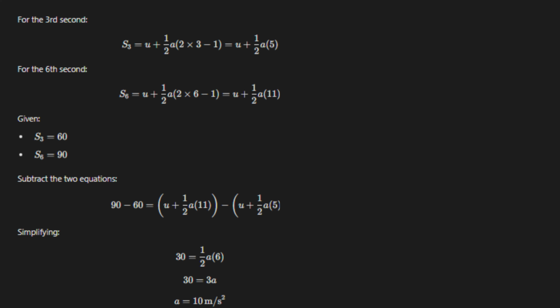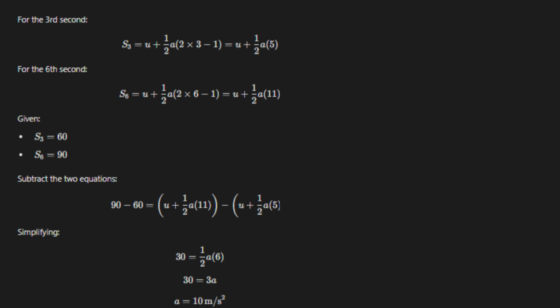Substituting the given values for the third second, the formula becomes S3 equal to u plus half a into 2 into 3 minus 1, which is equal to u plus half a into 5, which simplifies to S3 equal to u plus 5a by 2. Substituting the known displacement, 60 equal to u plus 5a by 2.